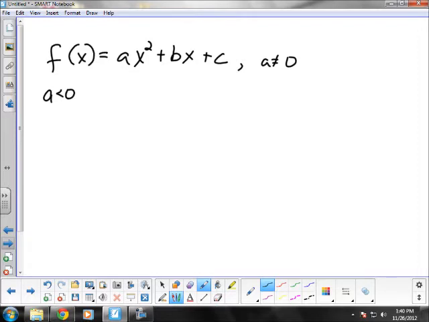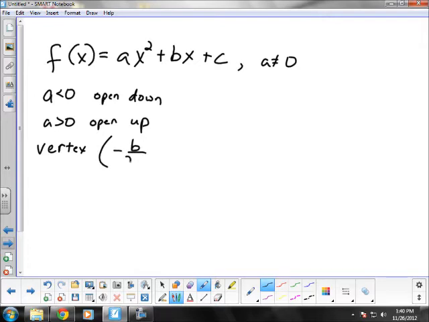If a is less than 0, it's going to open down. If a is greater than 0, it's going to open up. But now the vertex is a little bit different because this isn't in that nice standard form where the vertex is just sitting there. But there is a shortcut. The vertex can be found by using the first piece of the quadratic formula. Negative b over 2a. Remember where a is the number in front of the x squared term, b is the number in front of x, and c is the constant.